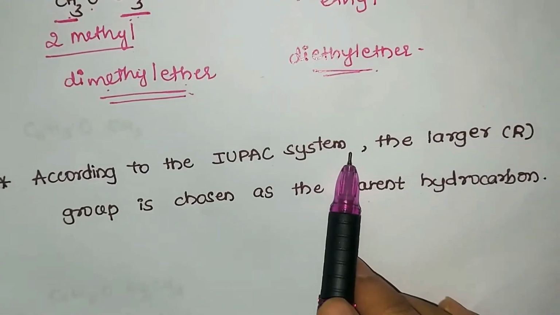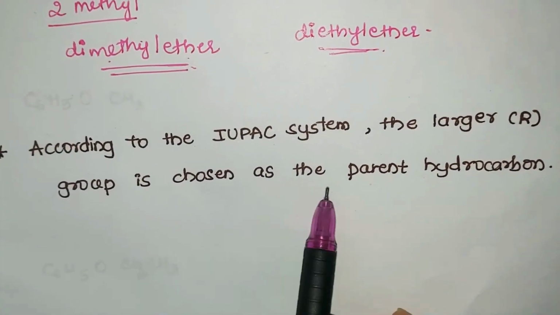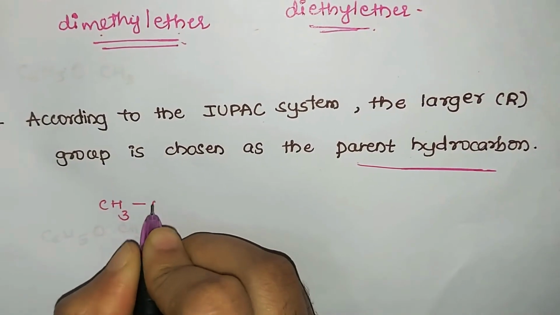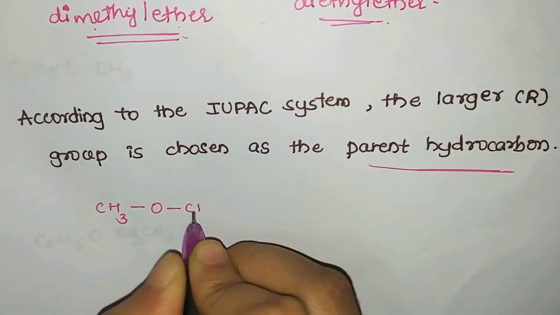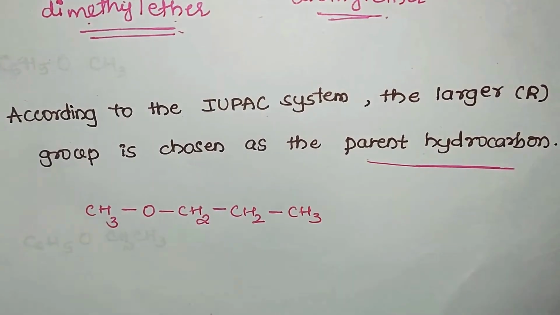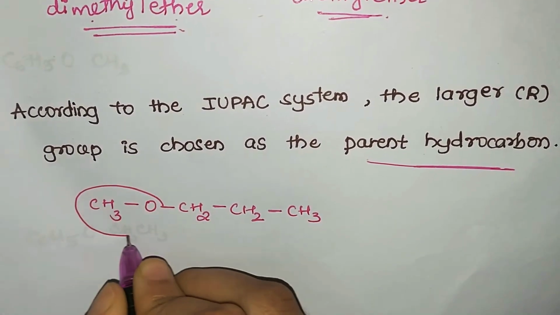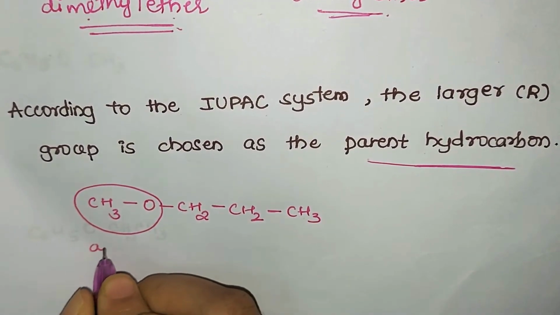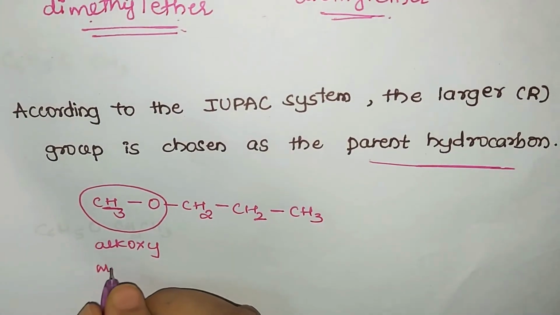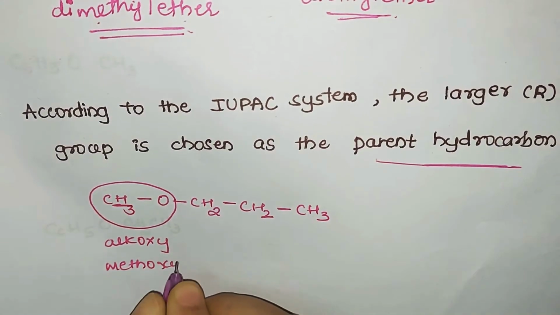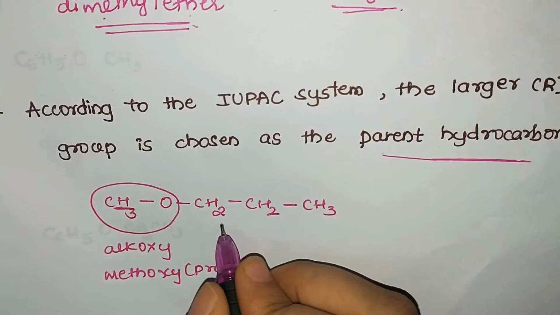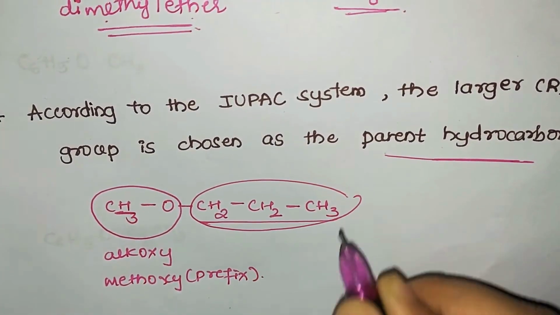Next, IUPAC naming. According to the IUPAC system, the larger group is chosen as the parent hydrocarbon. So let us consider an example here. CH3O, CH2, CH3. So when you consider this example, you can see that OCH3, that is on one side a methyl group you are having, on another side a 3 carbon atom propyl group. So the smallest group we will consider as alkoxy, we will consider it as methoxy. Why? Because the alkyl group is a methyl group. It will act as a prefix and the longest carbon chain will act as a parent hydrocarbon.